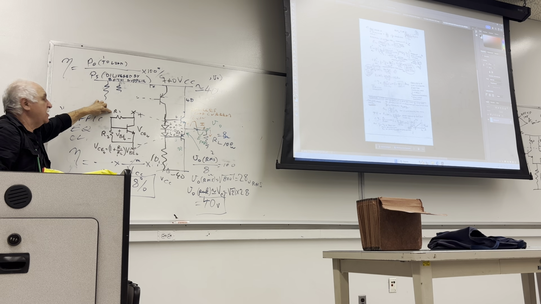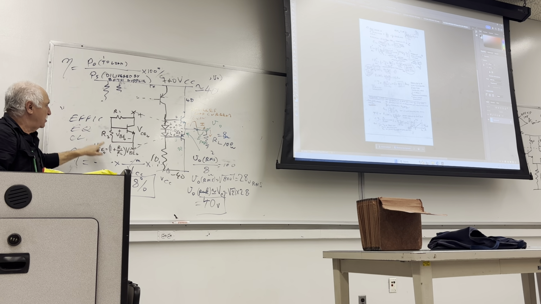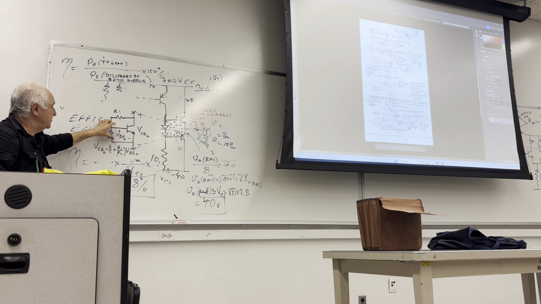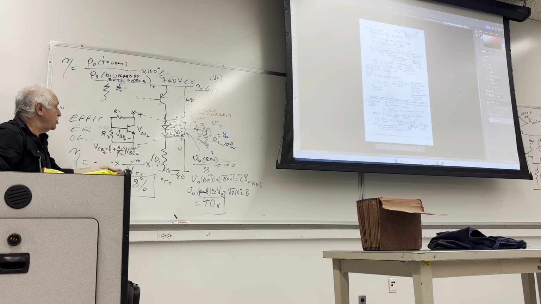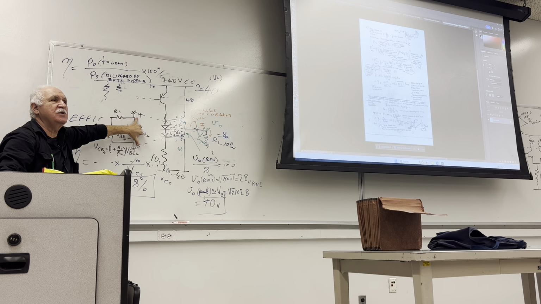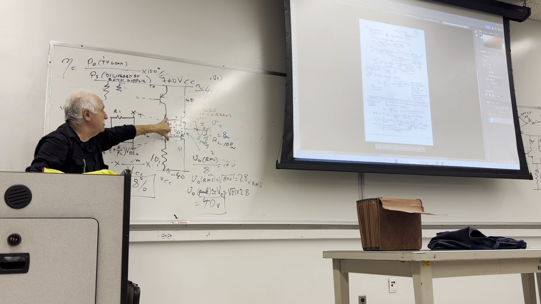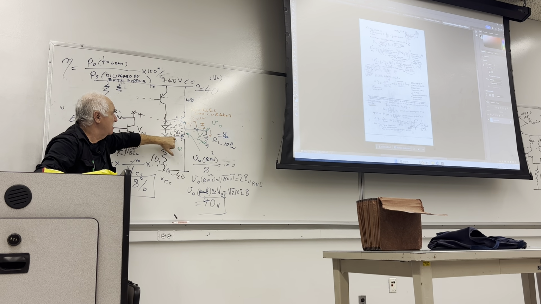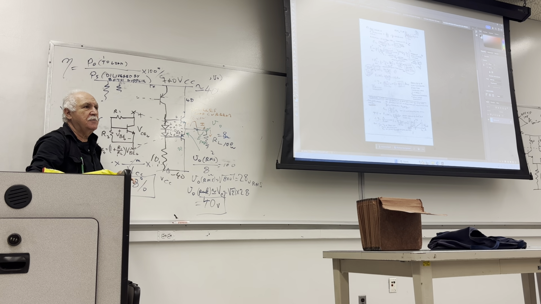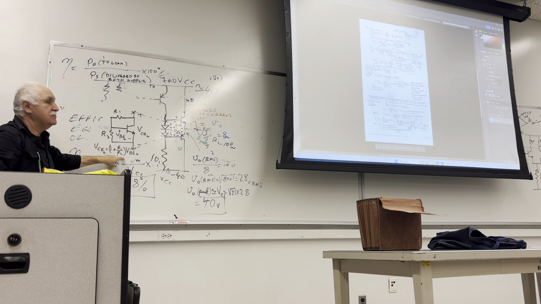If you make R1 equal to R2, watch this, R1 equal to R2, look what will happen here. That ratio will be 1. 1 plus 1 is 2. 2 times VBE, so if this is 0.7, it will duplicate to 1.4 between these 2 points. It will be a complete match to the 1.4 needed between these 2 transistors. So see, that's the trick.